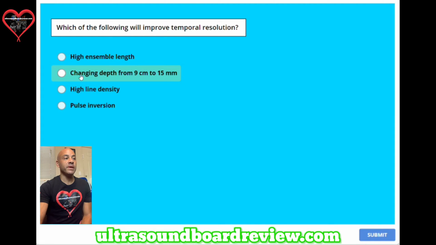The answer is B, changing depth from 9 centimeters to 15 millimeters. This is actually decreasing the depth. So if we convert 9 centimeters to millimeters, this is going to be 90 millimeters. So you're going from 90 millimeters to 15 millimeters, which improves temporal resolution.